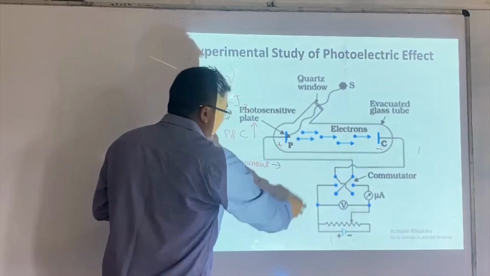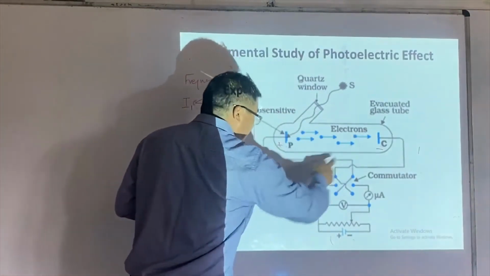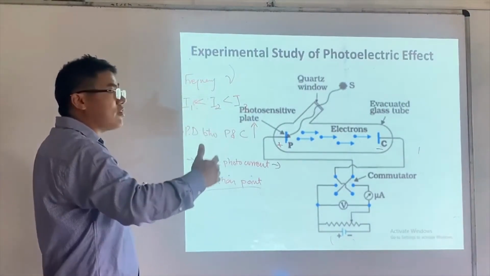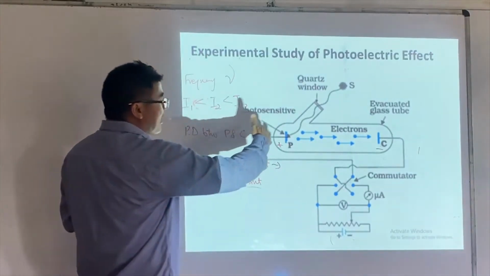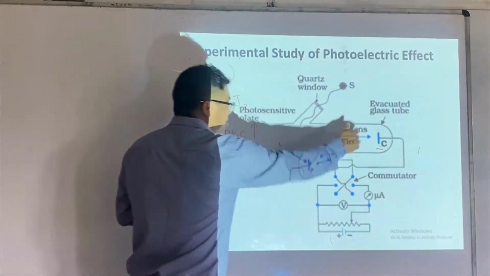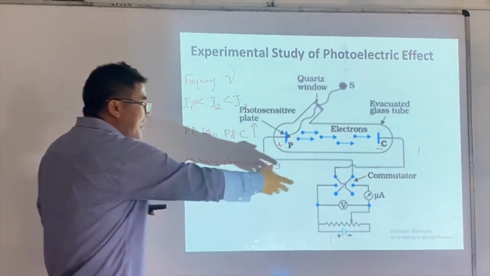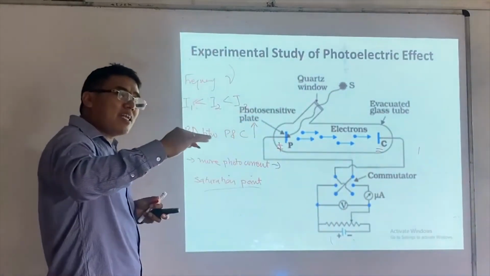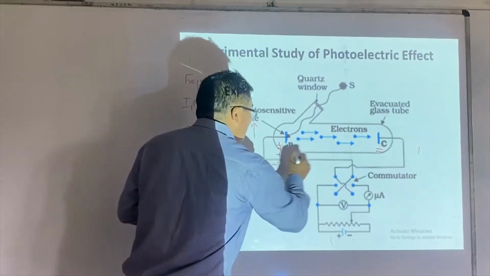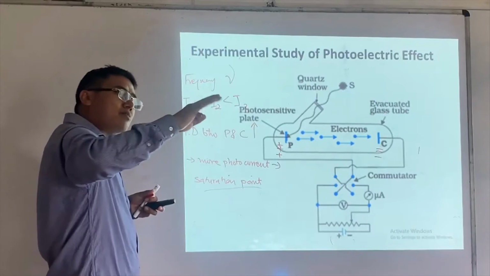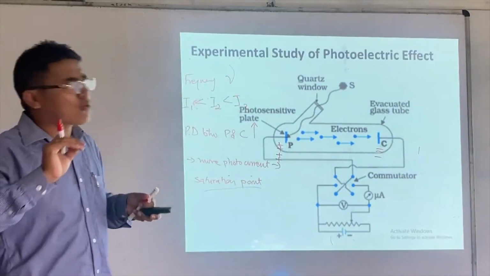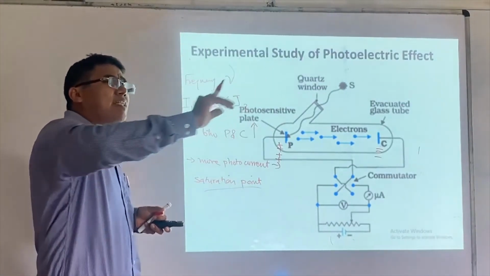So I reverse the potential between P and C, and it goes on increasing. Initially the weaker electrons from P are stopped from reaching C, which means the photocurrent decreases. As I increase further, slightly stronger electrons are stopped, and the photocurrent gets weaker. Finally only the strongest electrons could reach C, and the photocurrent is very small.